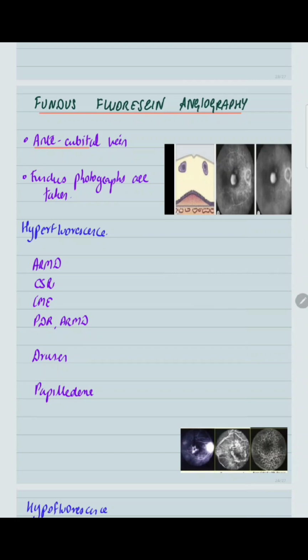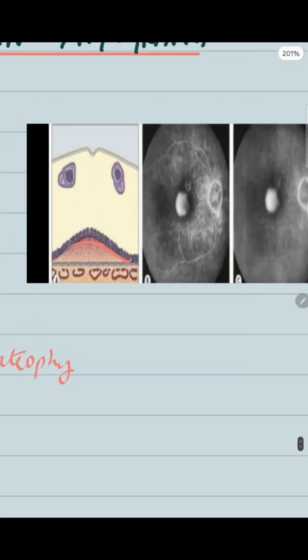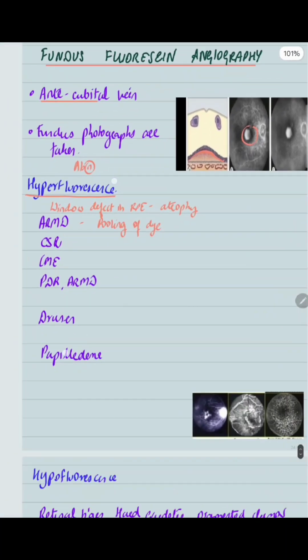Abnormalities detected in FFA are either hyperfluorescence or hypofluorescence. In hyperfluorescence, a window defect in RPE indicates atrophy. Pooling of dye under detached RPE is seen in ARMD.